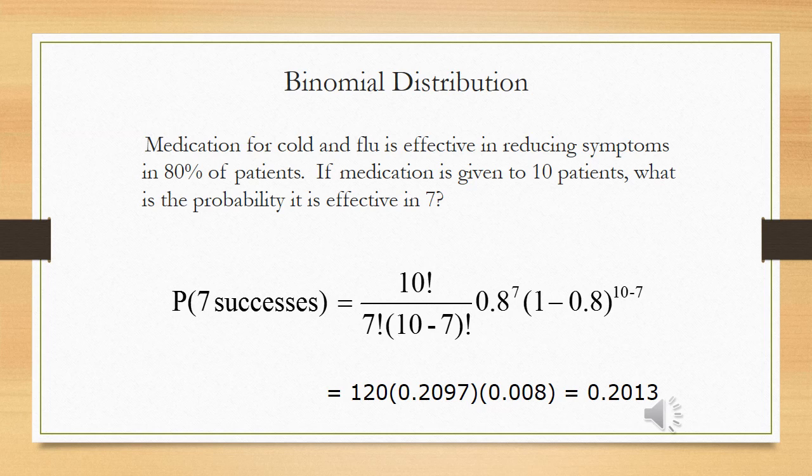And remember, the exclamation point represents factorial, which means in this case 10 times 9 times 8 times 7 times 6 times 5 times 4 times 3 times 2 times 1. Also, you could use your calculator and plug it in, and you should get the response that we have there.